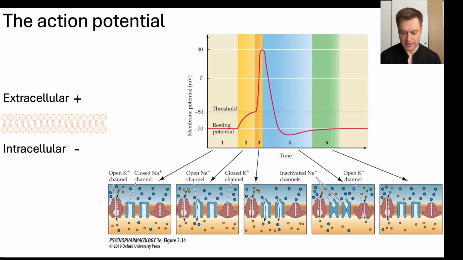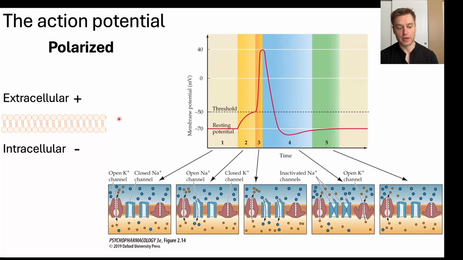Okay, so in this slide, we're going to go ahead and put everything together that we've gone over so far. We have the phospholipid bilayer here, and we have the extracellular space being more positive and the intracellular space being more negative at rest. And in this state, it is being referred to as polarized.